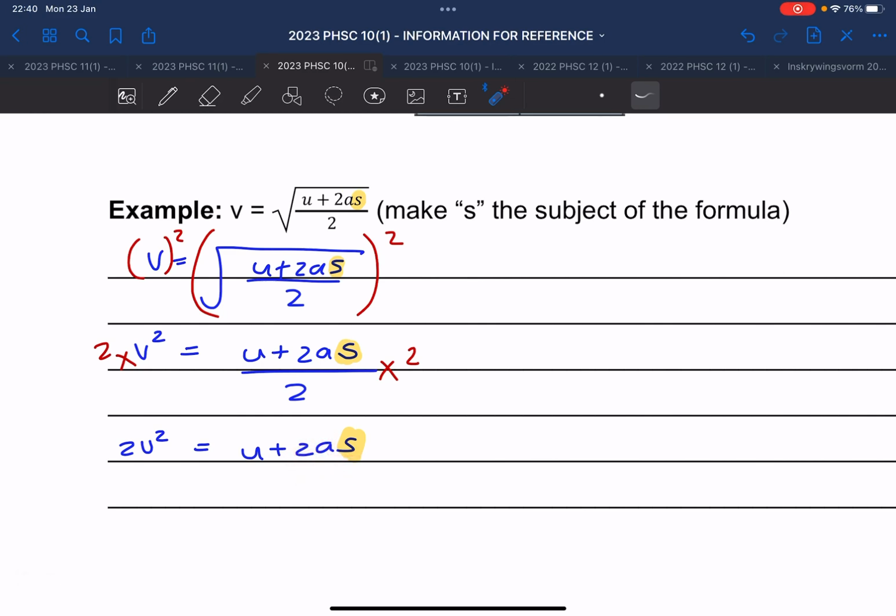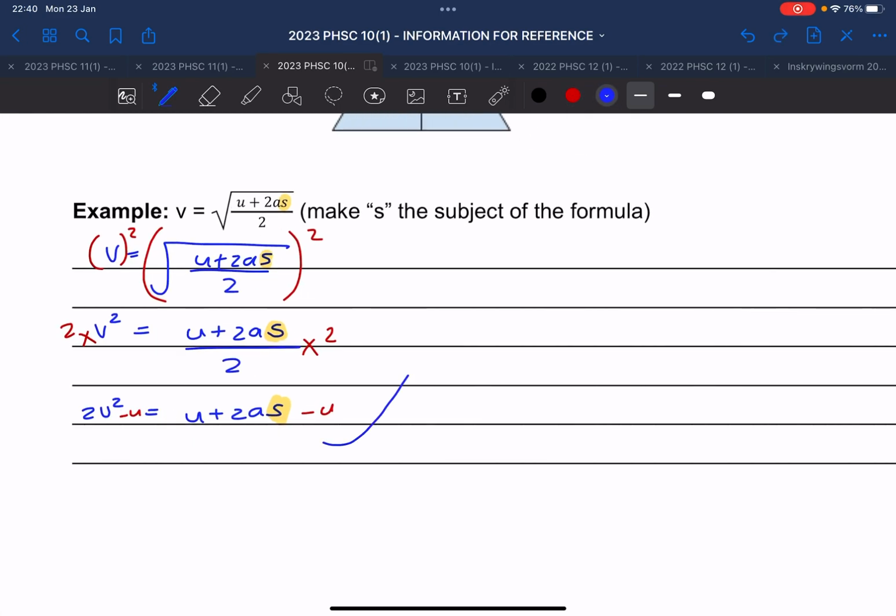But before we can do that, we must get rid of the U. What are we currently doing with the U? We are adding the U. So now we must subtract the U. So minus U and minus U. Because what you do on the one side, you must do on the other side. So now we have, and I actually want to go to this side, now we have 2V squared minus U is equal to 2AS. Right, getting closer. There's S.